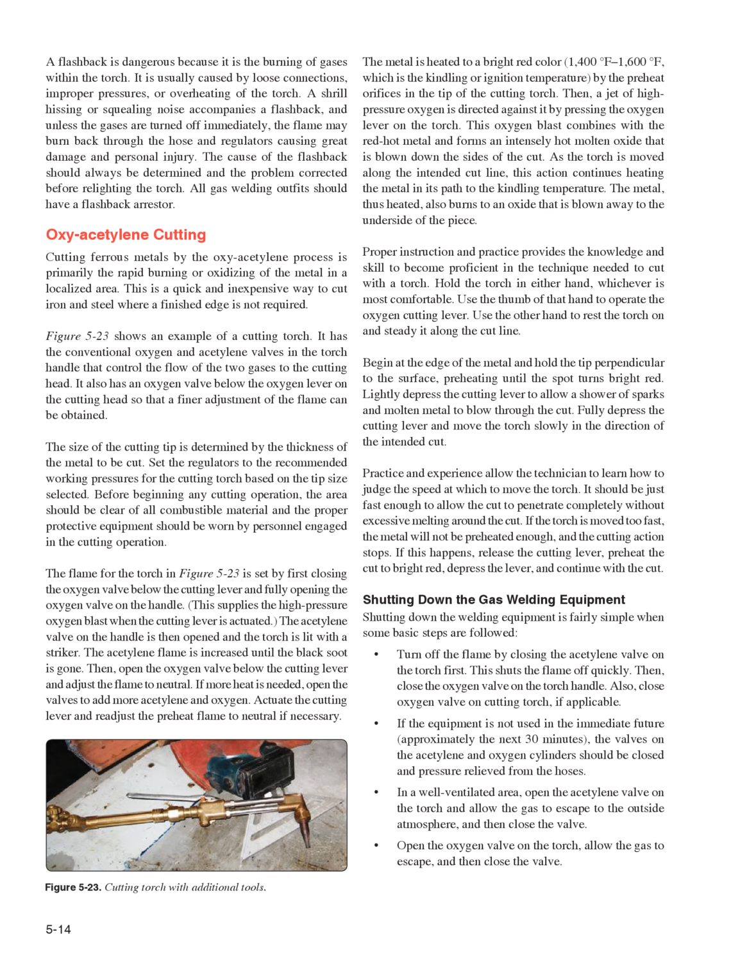The metal is heated to a bright red color, 1400 degrees Fahrenheit to 1600 degrees Fahrenheit, which is the kindling or ignition temperature, by the preheat orifices in the tip of the cutting torch. Then, a jet of high-pressure oxygen is directed against it by pressing the oxygen lever on the torch. This oxygen blast combines with the red-hot metal and forms an intensely hot molten oxide that is blown down the sides of the cut. As the torch is moved along the intended cut line, this action continues heating the metal in its path to the kindling temperature. The metal, thus heated, also burns to an oxide that is blown away to the underside of the piece.